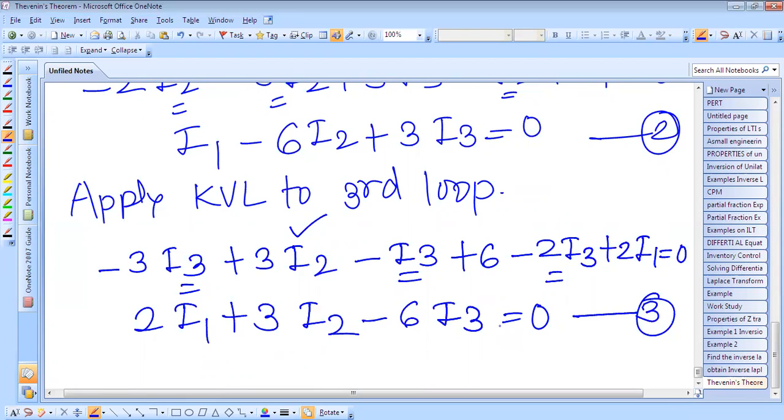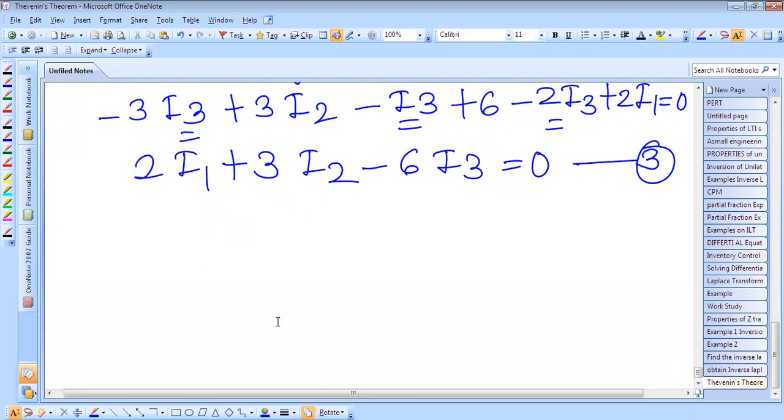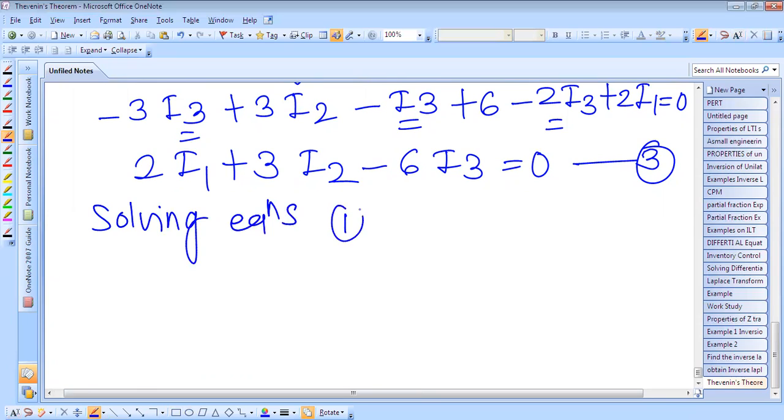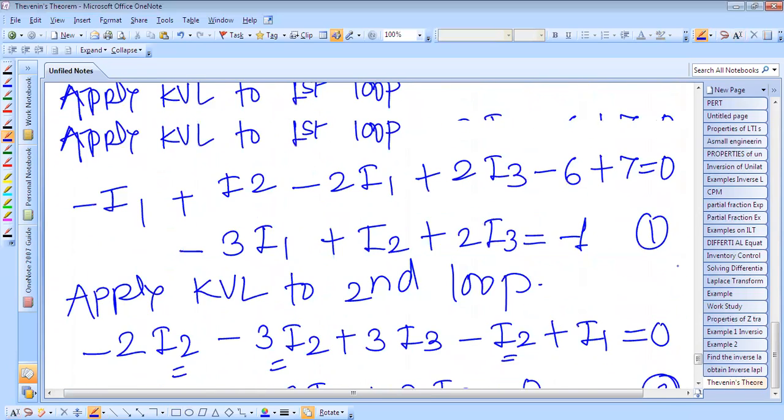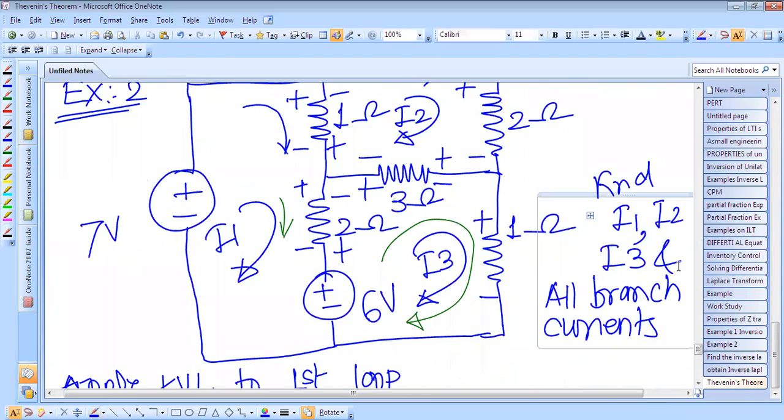So we have to solve these equations. Solving equations 1, 2, and 3, we get here I1 is equal to 3 ampere, I2 is equal to 2 ampere, and I3 is equal to 3 ampere. Okay, and now we have to find the branch currents. How can we find the branch current?